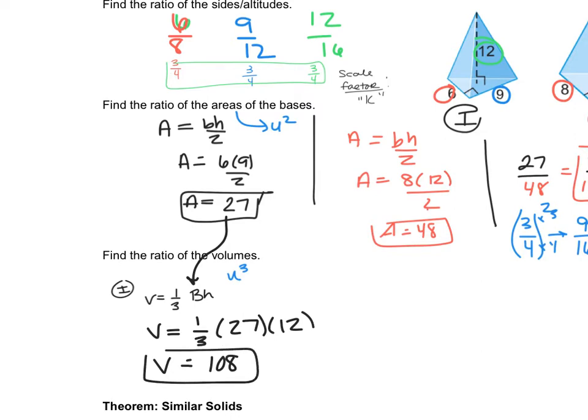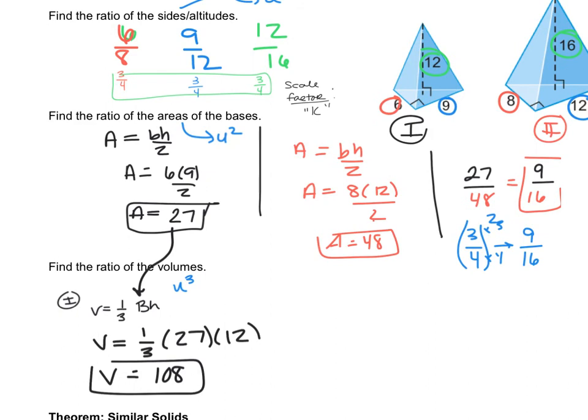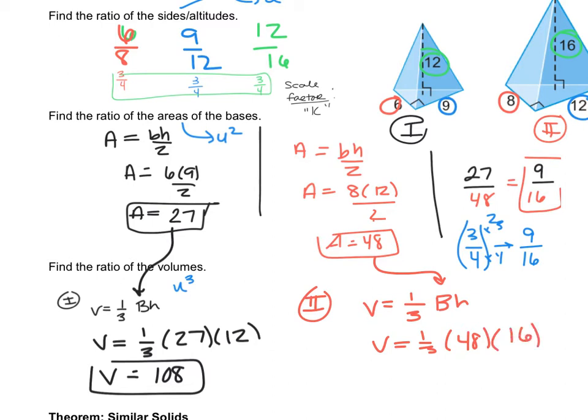I'm now going to do the pure volume formula for our second pyramid. I would like you to try to do this one by yourself, so maybe pause the video. Volume equals 1/3 BH. We said the area of the base was 48. And our height, or our altitude, is 16. So we just type it in. You should be doing this by yourself and get volume equals 256. We're now going to make that ratio 108 over 256.